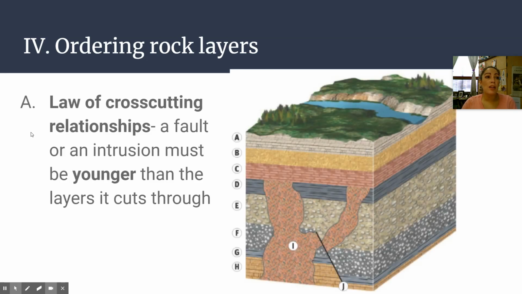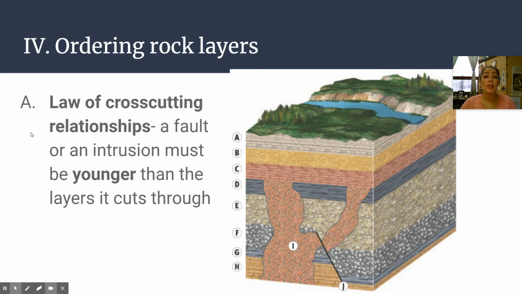So now we're going to talk about how we actually put this puzzle together to put our rock layers in order. Again, we're talking about relative age, so we're just comparing them to each other. So this layer is the oldest, or this event happened first, and then this is most recent. We don't need to get into actual ages. We don't need to put numbers to it, but we are just putting them in order.